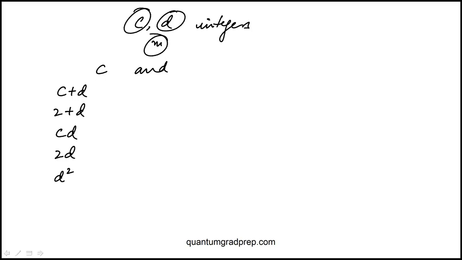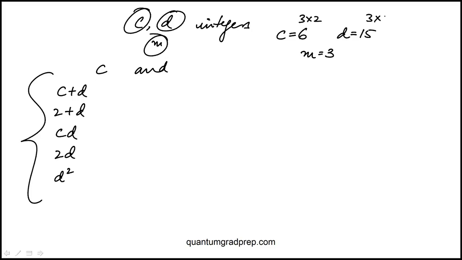Now, there are 2 ways we can do this. I'm going to first do it with examples, which is perfectly fine. You have to think of examples that would eliminate the ones, and you'd have to just be left with one choice. You may have to do a little bit of trial and error. So let's say c is 6 and d is, say, 15. Their greatest common factor, m, is 3, because this is 3 times 2, this is 3 times 5.